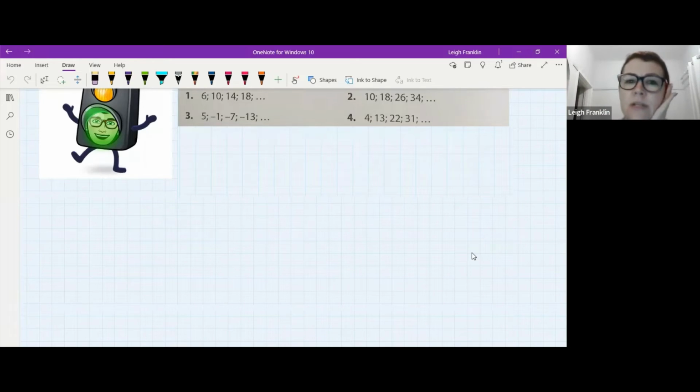What's happening to these numbers, grade 7s? Are they getting bigger like they did in number 1 and number 2? No, they're getting smaller, aren't they? All right, so yes, Devin, how much smaller do the numbers get each time? 6. They get smaller by 6, but would I say that the constant difference is 6, Devin?